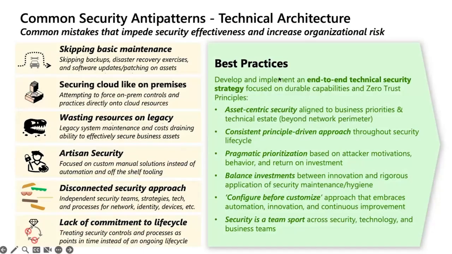So what are the best practices? What should we generally follow? In our technical security strategy, we should follow an approach in our organization that is aligned towards the zero trust principle. So definitely we should always follow asset-centric security options, a consistent, principle-driven approach, and pragmatic prioritization based on attacker motivations, behavior, and return on investment. There are many different recommendations that we should follow.